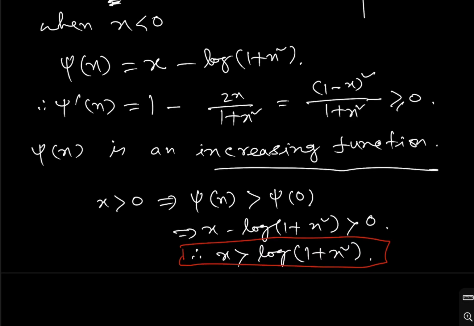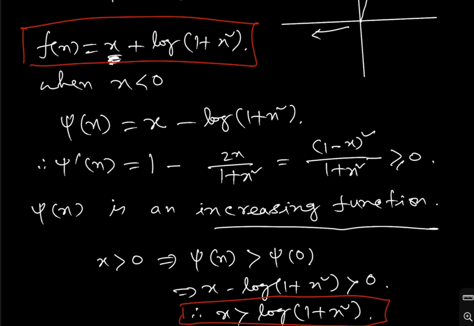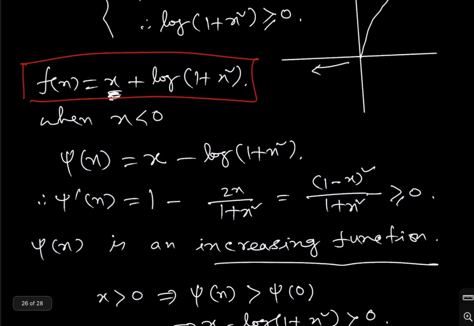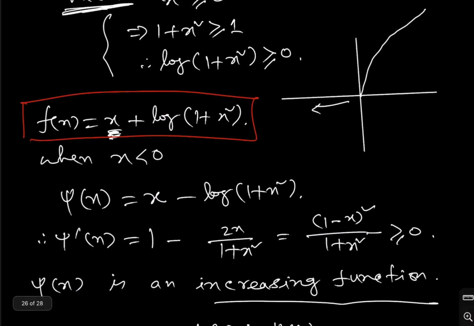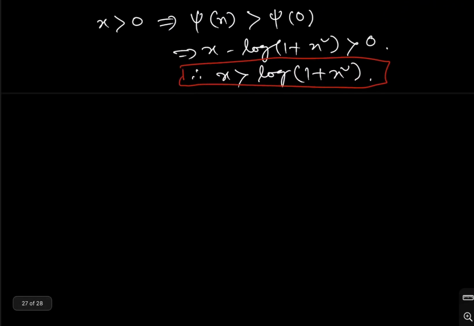So since x is negative, just look at this function f(x). Since x is negative and x is greater than log of 1 plus x square, we can now say that the value of this function will be negative, as x is negative. So the graph for this portion will be like this. Okay, now we are going to draw this graph clearly.